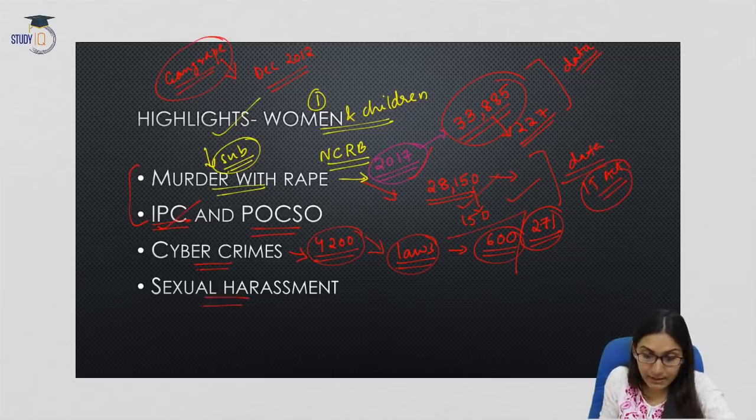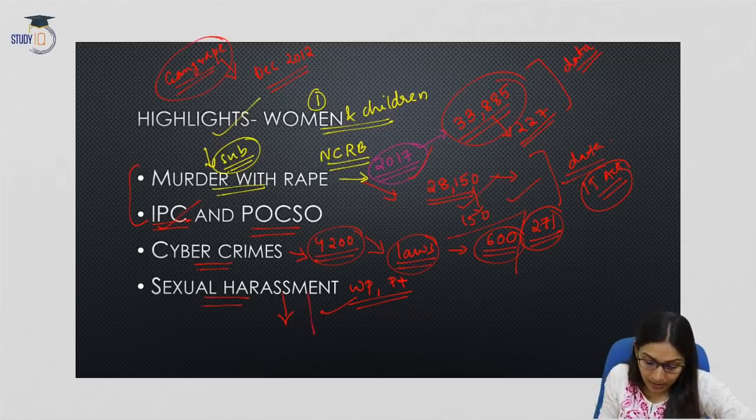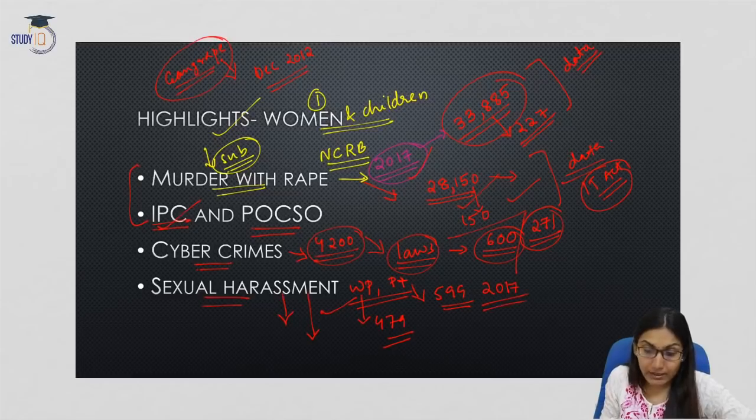Now, sexual harassment. The report has introduced the categories of sexual harassment at workplace and public transport. So, new categories introduced are sexual harassment at workplace and sexual harassment at public transport. In the workplace 479, whereas in public transport 599 cases were reported in the year 2017 under these categories, that is sexual harassment at workplace and at public transport facilities.